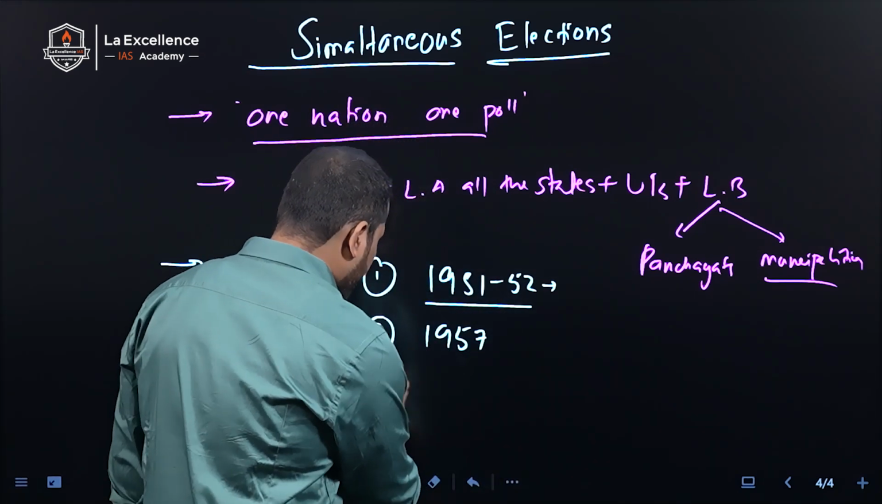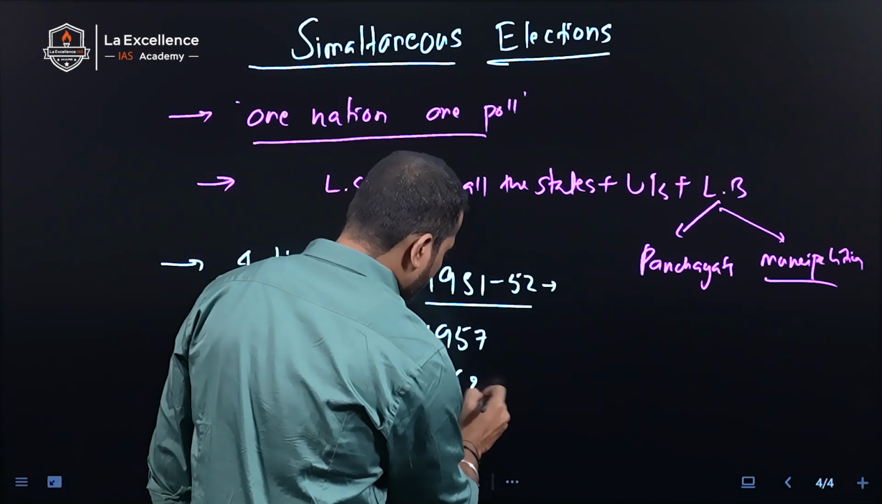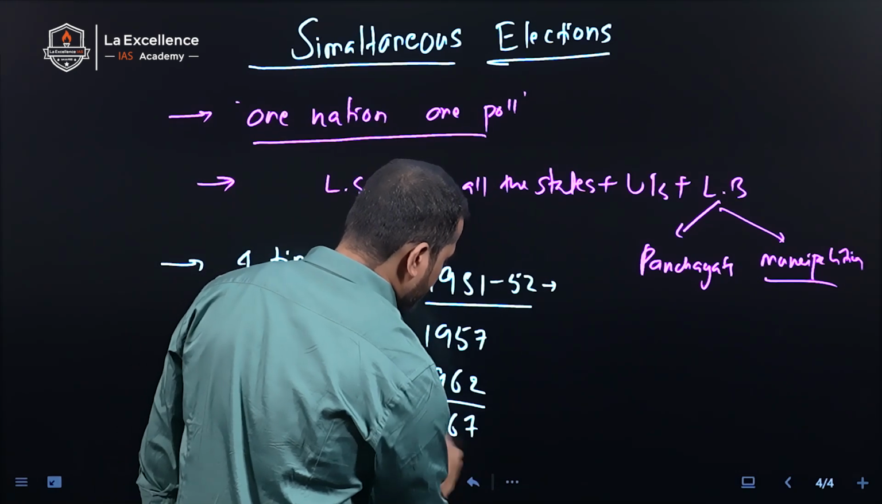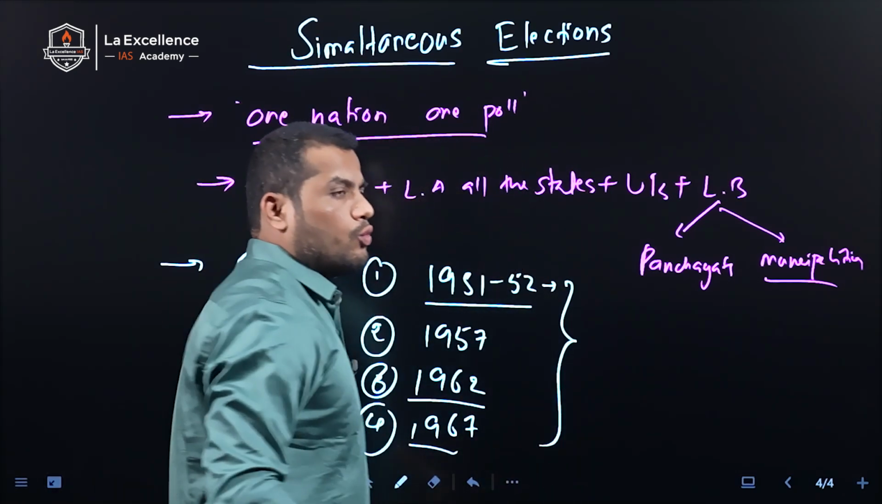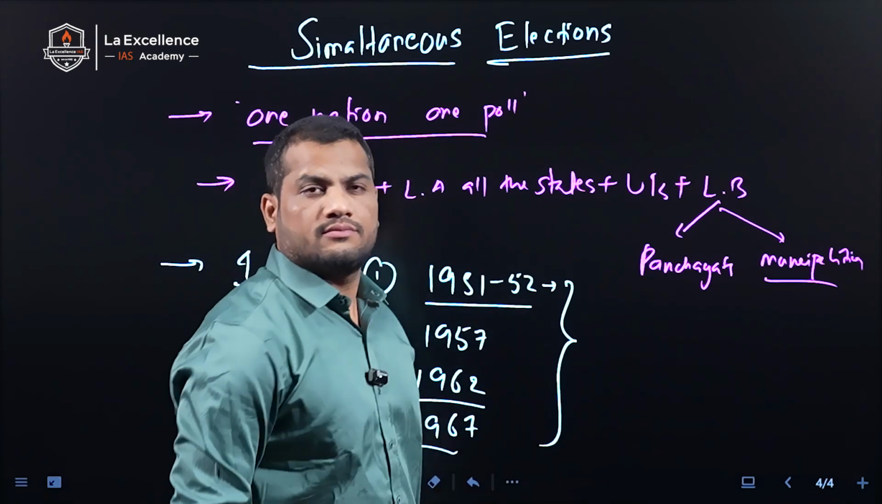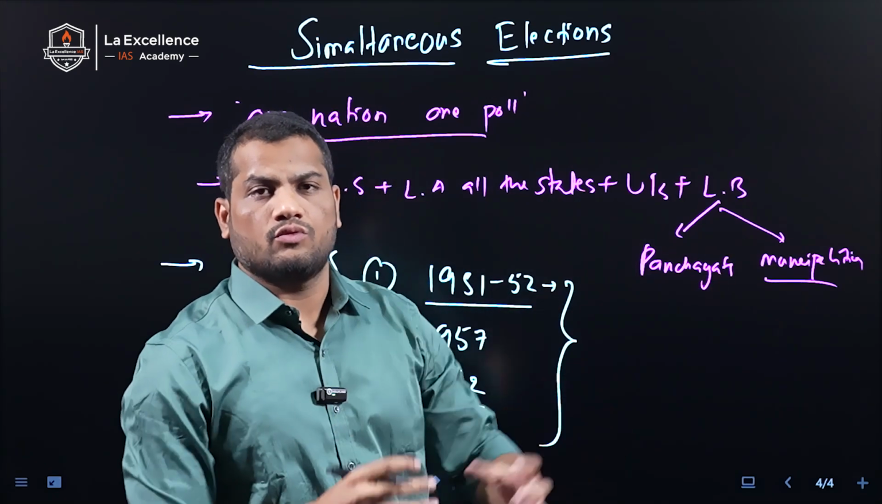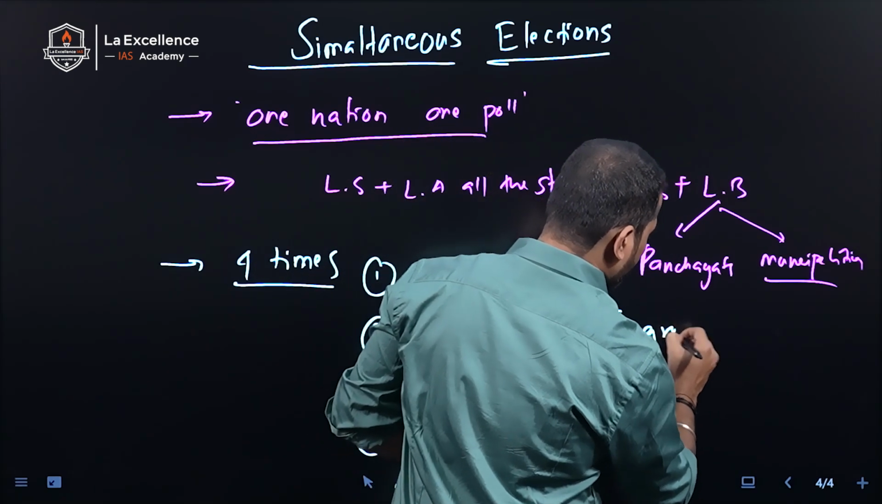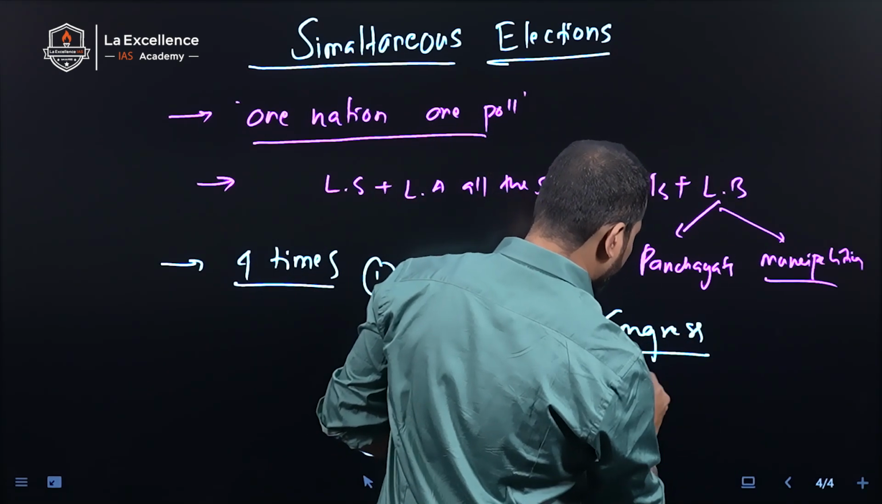Again in 1962 and the 4th time in 1967. Here, one thing you should note is that in all these periods, the Congress had a majority in the central government and also got a majority in most of the states.